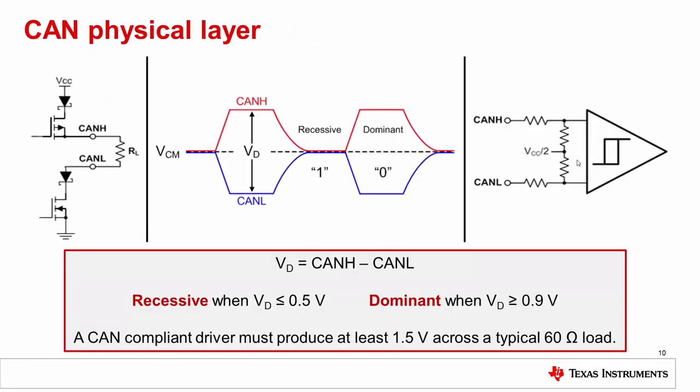The CAN physical layer has 2 wires, CAN-H and CAN-L. The difference in the voltage between CAN-H and CAN-L is called VD. A logic 1 is represented by the recessive state and is defined as VD less than or equal to 0.5 volts. A logic 0 is defined by the dominant state when VD is greater than or equal to 0.9 volts. A CAN-compliant driver must produce at least 1.5 volts across a typical 60 ohm load.